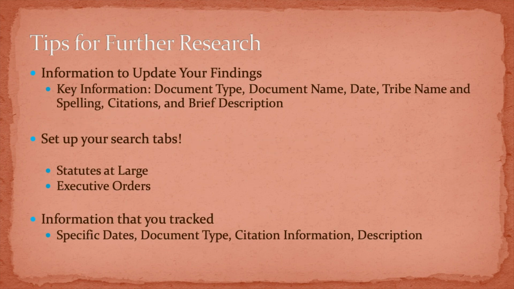All of these tips will help you with research generally, but when it comes to treaties, I have a few more. Whenever you find information on a treaty that you think is on point, make sure that you track the information that you need to further your research. You might need to update an original treaty with a statute, so make sure that you keep track of this key information. The type of document that you're searching, whether it's a session on a session list, a statutes at large citation, or an executive order, the name of the document, the date, the name of the tribe and the spelling of the tribe, any other citations, and a brief description of what you're looking for and why you want it.